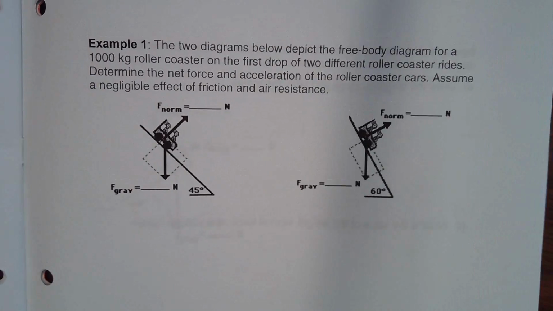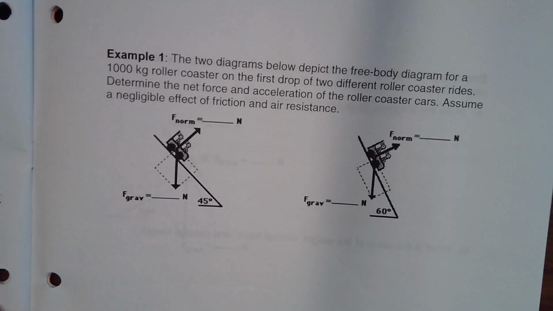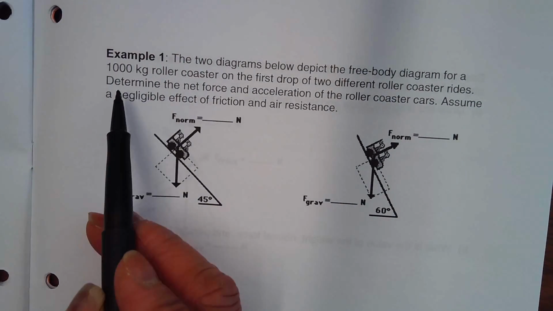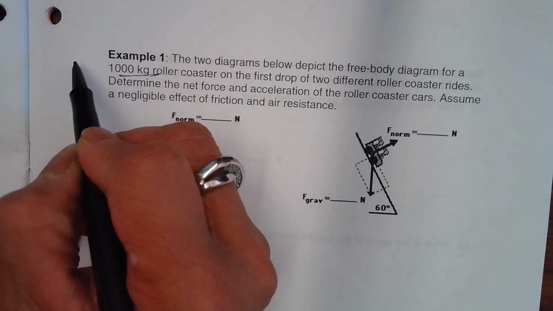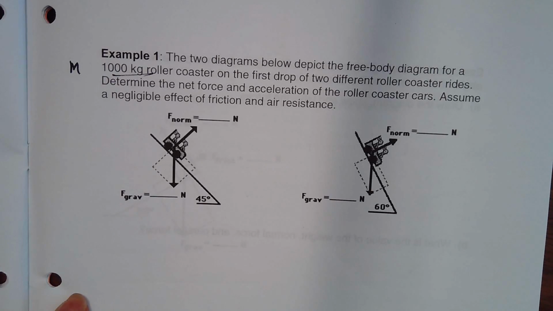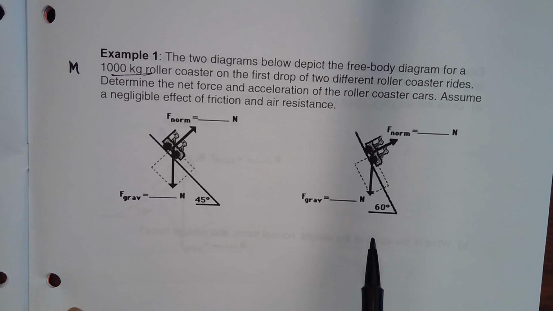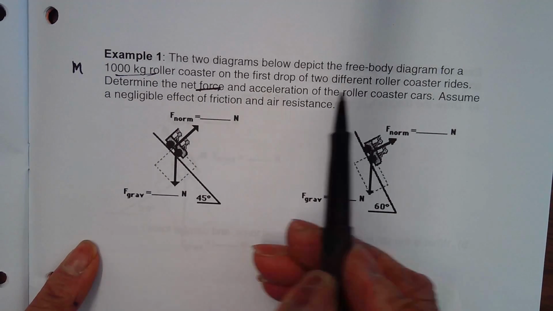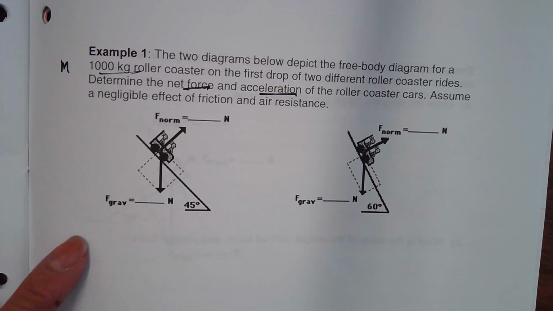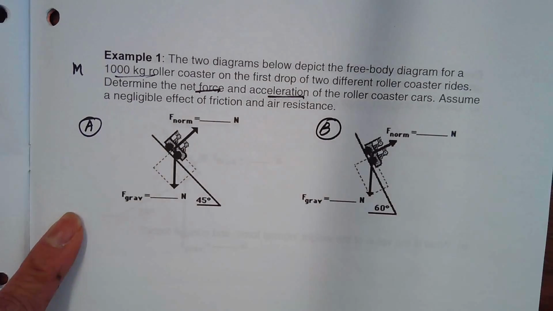This one will be easier for you now because we actually dealt with something real and something harder there. Example 1: the two diagrams below depict the free body diagram for a 1,000 kilogram roller coaster, so that gives you the mass, on the first drop of two different roller coaster rides. You have different inclines here. Determine the net force and acceleration of the roller coaster car. So you have two different situations here. I'm going to call this one situation A and situation B so we can distinguish.